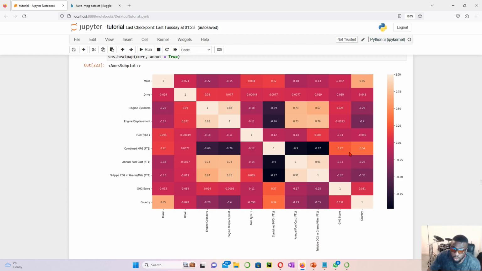Now, really and truly, you're not really supposed to model your target. So our combined MPG is our target, whereas the rest of our features are our features. You're not meant to model every single feature, but I did it anyway because I was being lazy. But you're not meant to do that. You're meant to take only the features that matter the most.